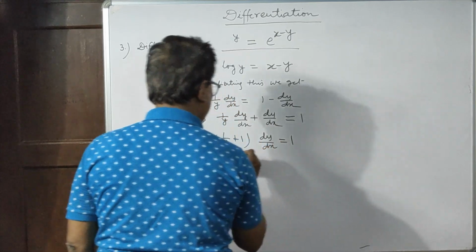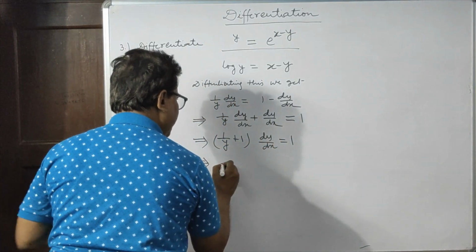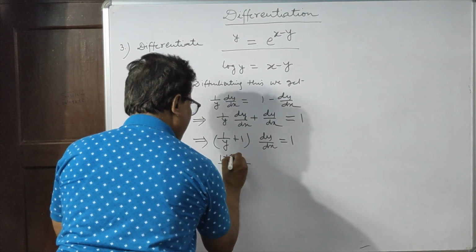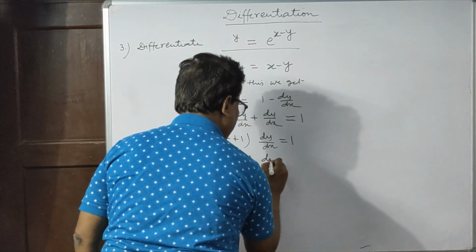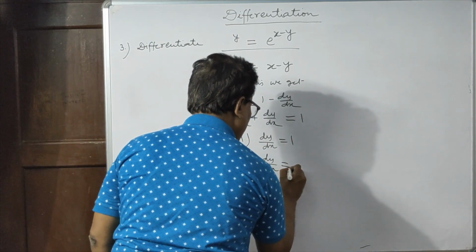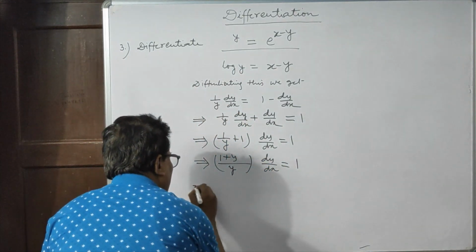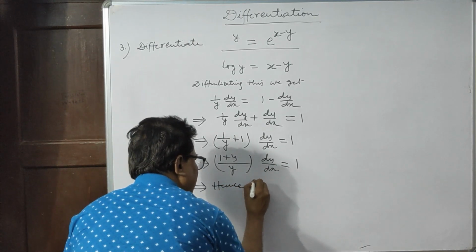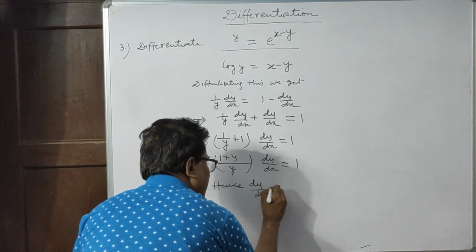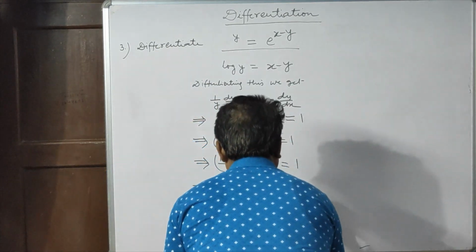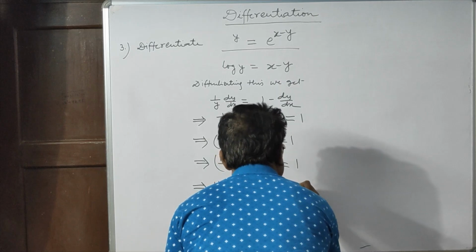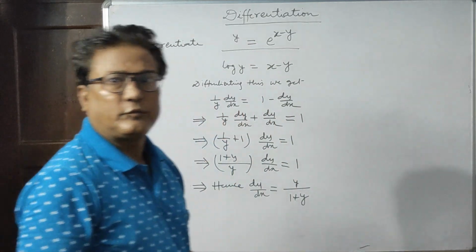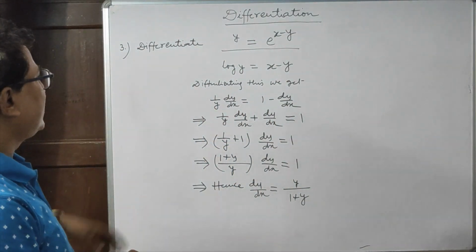Then you will get (1 by y plus 1) into dy by dx is equal to 1. This will be given by (1 plus y) by y dy by dx is equal to 1. So hence dy by dx is equal to y by 1 plus y. So how will you get this?